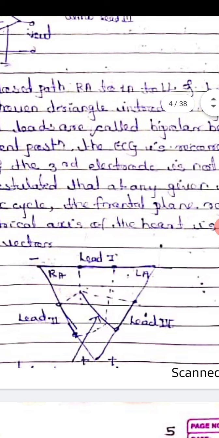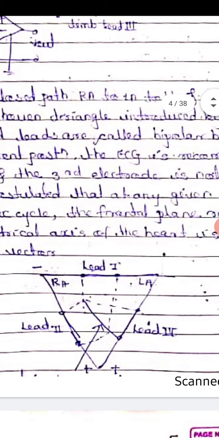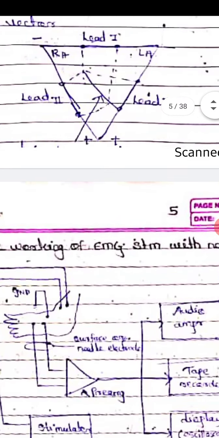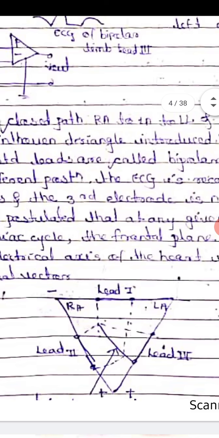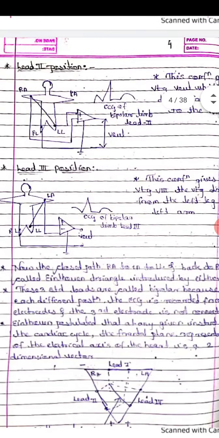So here lead 1, lead 2, and lead 3 connections are there. In lead 1, from the right arm you give the input to the positive of the amplifier. In lead 2, you give the input from the left leg to the positive of the amplifier. In lead 3, from the left leg you give the input to the positive of the amplifier. Then to get the resultant, just draw the projection where you get the intersection point. That is the resultant of the bipolar lead connection.